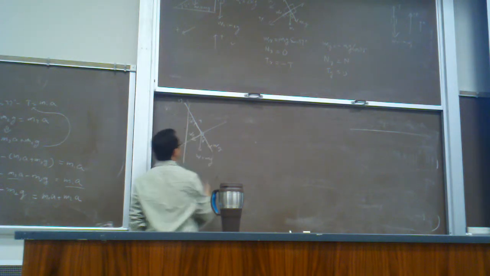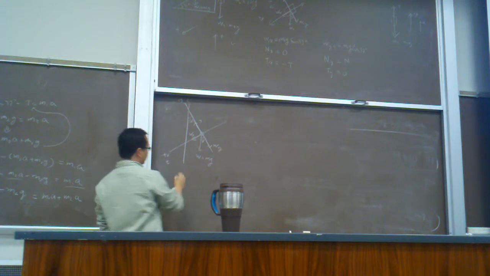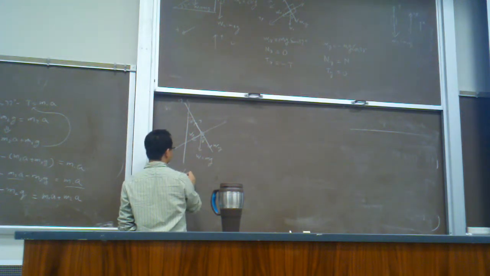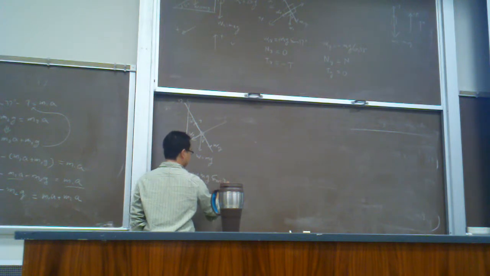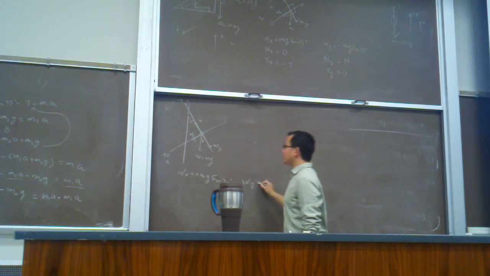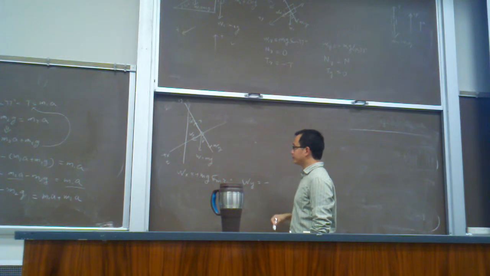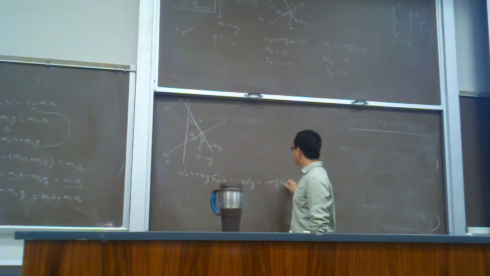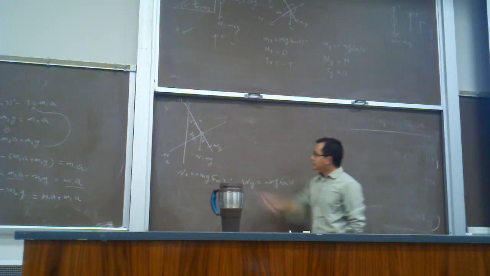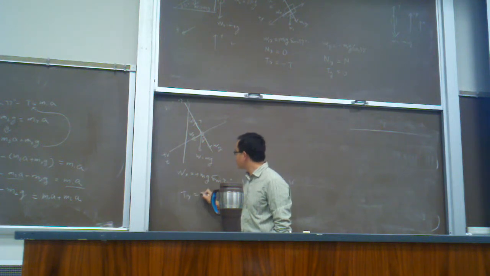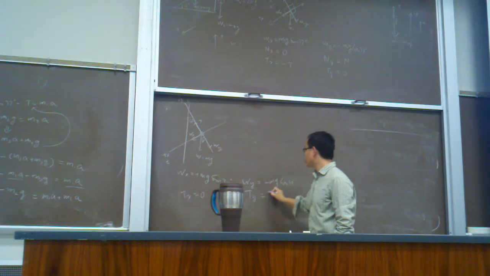So you can do the decomposition, which will give you Wx equals positive, in this case it is positive, mg, which is the weight, multiplied by sine. And Wy will be negative mg multiplied by cosine. Right? Any question here? And the tension is simple. Tx equals 0 and Ty equals T. Okay.